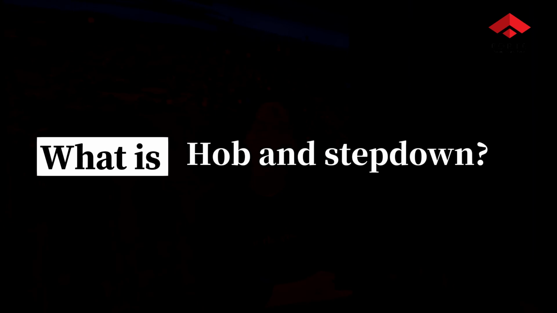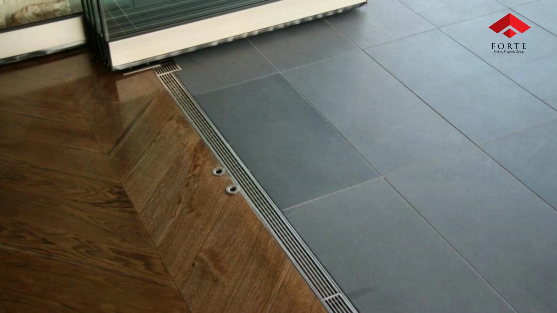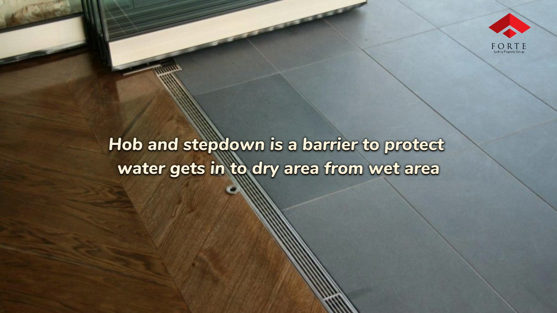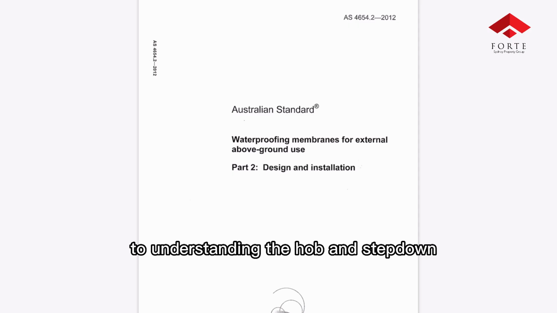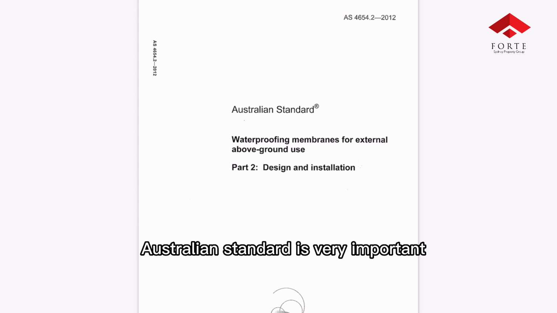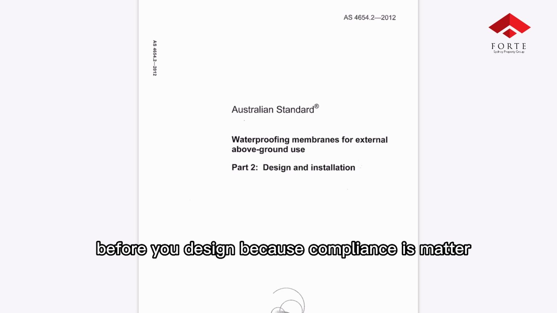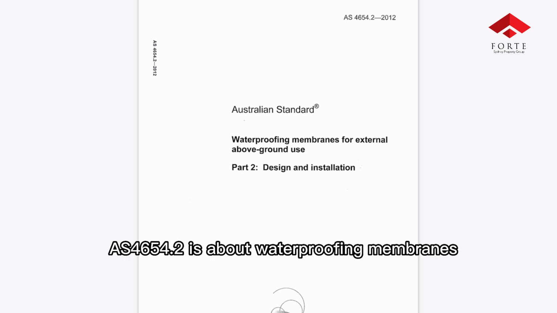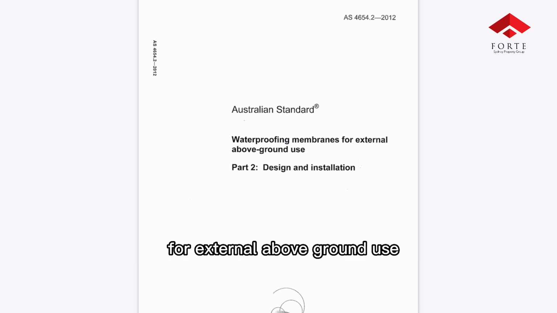So what is a hob and step down? A hob and step down is built to protect against water getting into the dry area from the wet area. To understand the hob and step down, you have to look at Australian Standard AS 4654.2-2012. The Australian Standard is very important before you design, because compliance matters. AS 4654.2 is about waterproofing membranes for external above ground use. Part 2, design and installation.